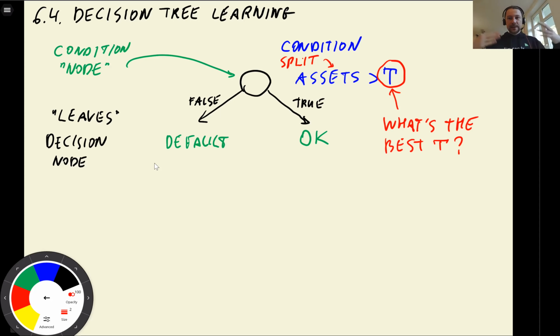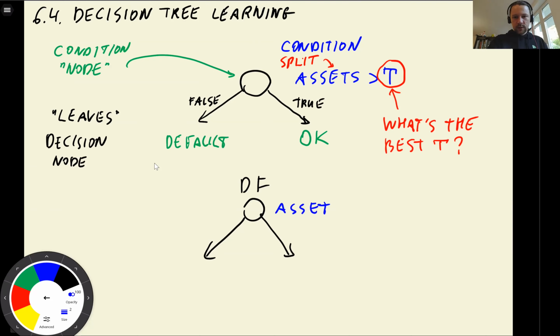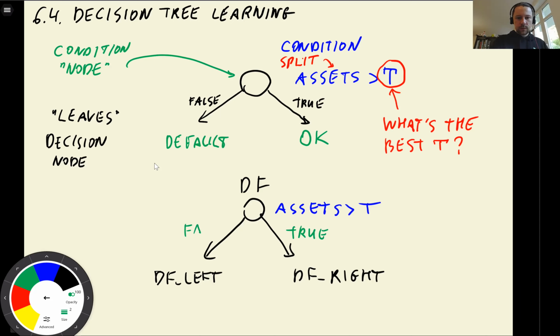So we want to split the data set into two parts, one where the condition holds true. So let's say we have a decision tree here. We have some data frame, and then we have the split assets greater than t. And then we have a data frame, let's call it right. This is where the condition is true, so all the records for which assets is greater than t. And here we have the data frame left. So here we have true and false. This is called splitting. We're splitting the data set into two parts, where it's true and where it's false.